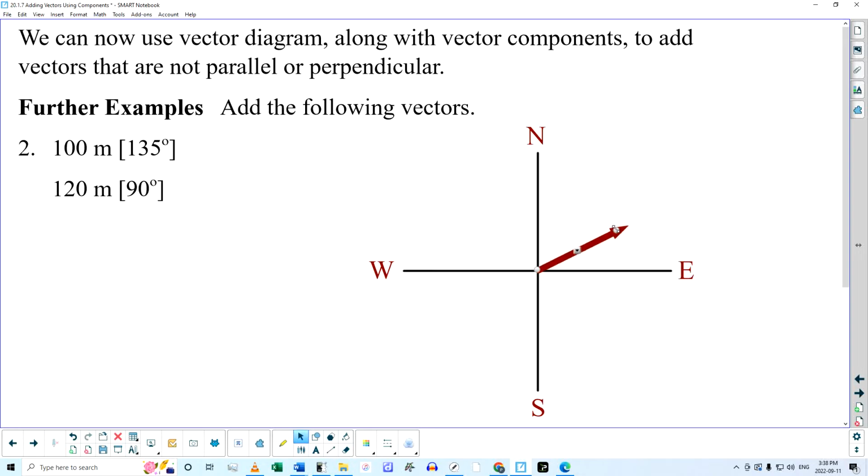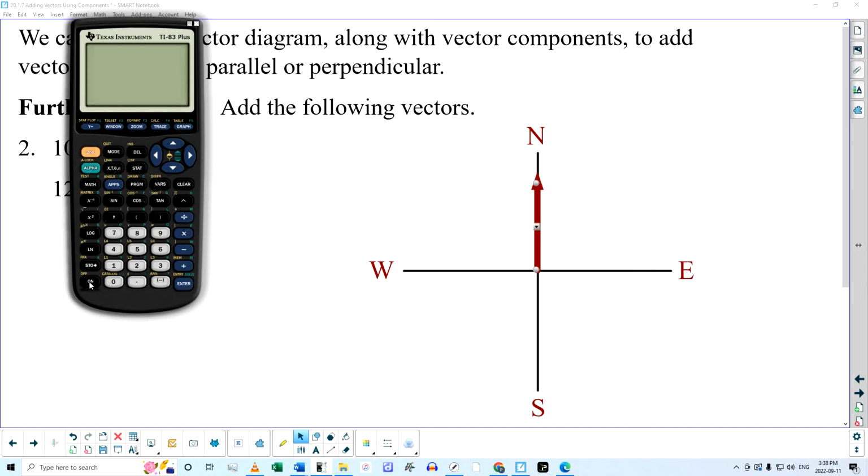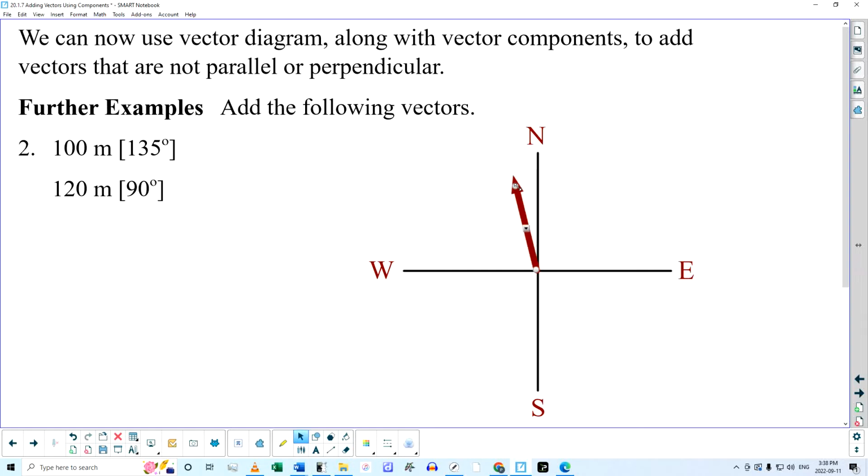Well, 90 degrees is going to take me to the top, and what that tells me is that this 90-degree angle is north. So the 120 meters is simply north. If I go back to the beginning and I rotate this arrow 135 degrees, 90 degrees to here, how much further do I have to go? Well, I want to get to 135. 135 minus 90 is 45 degrees. So 135 degrees is at exactly 45 degrees between west and north.